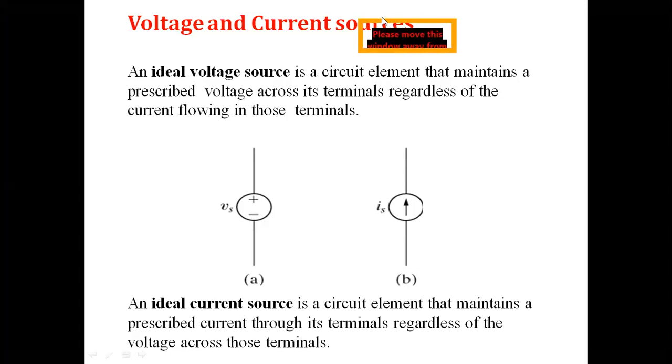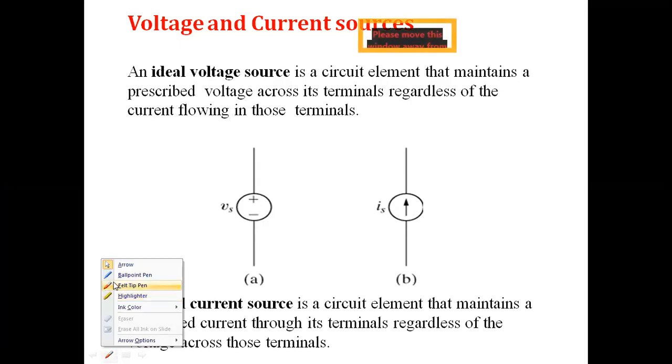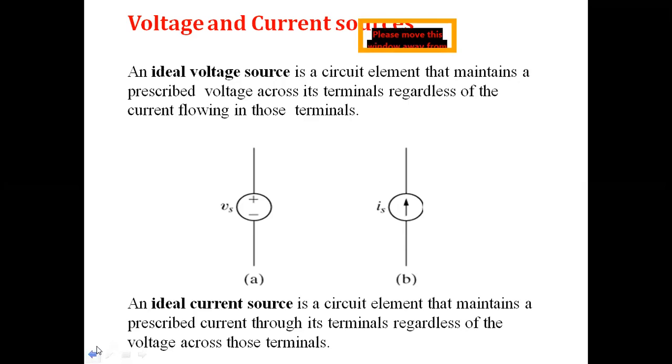Today, the next topic is voltage and current sources. First of all, let me tell you about the ideal voltage source. What is an ideal voltage source? Basically, an ideal voltage source is a circuit element that maintains a prescribed voltage across its terminals, regardless of the current flowing in those terminals.